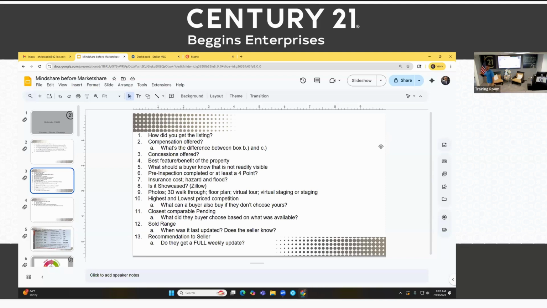Write these down. Answer these questions if you have a listing on the market. Number one, how did you get your listing? Did you get it from door knocking? And if you have a listing, please go ahead and type your answer into the chat. How did you get your listing?